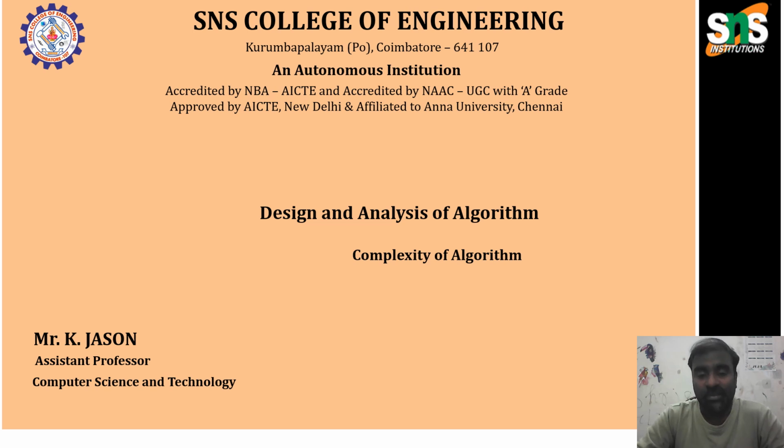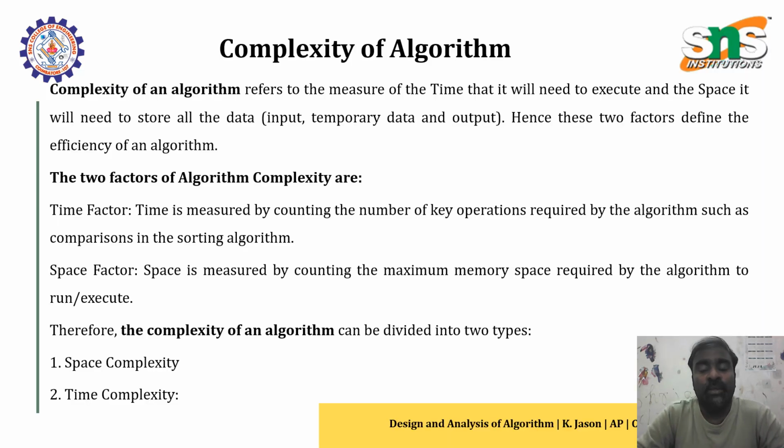So in this video we discuss the complexity of an algorithm. So what is called the complexity of an algorithm? The complexity of an algorithm refers to the measure of the time it will need to execute and the space it will need to store all data: input, temporary and output. Hence these two factors define the efficiency of an algorithm.